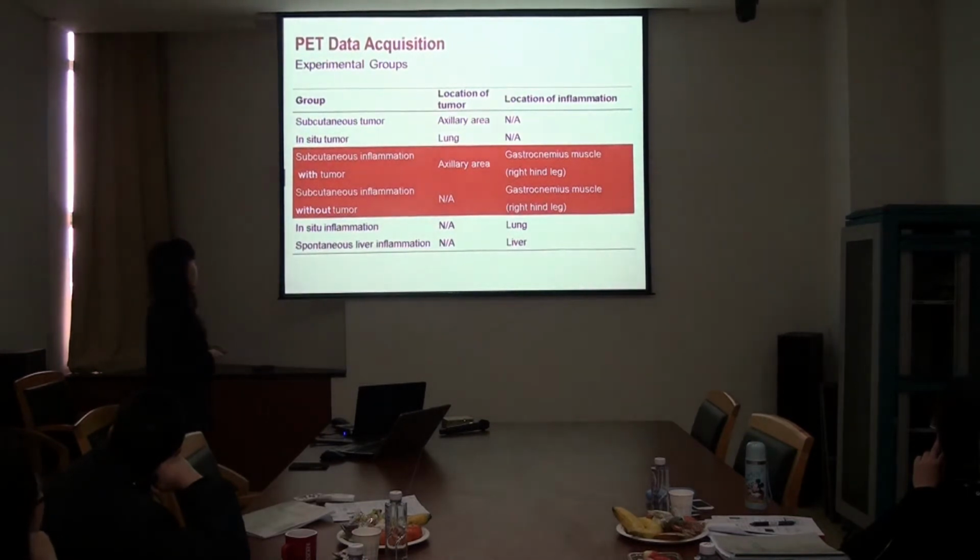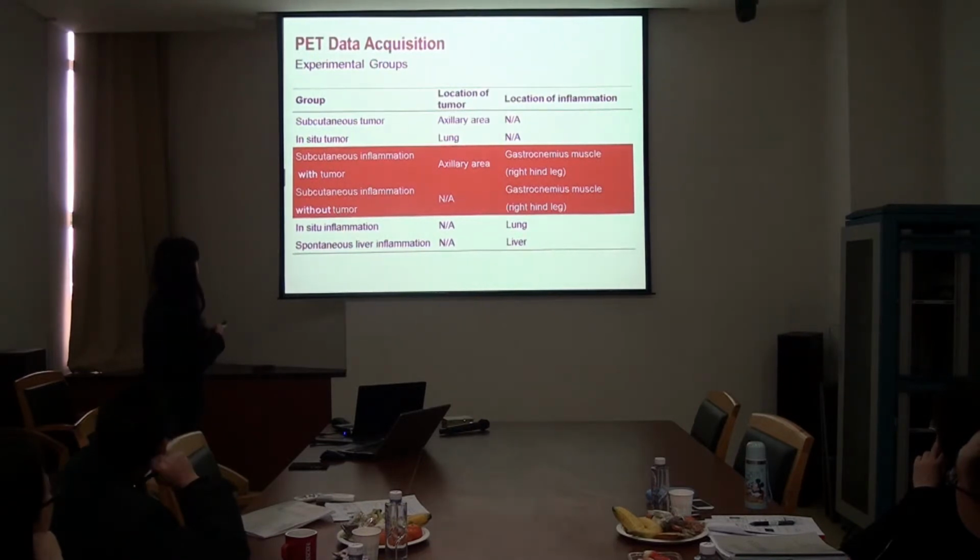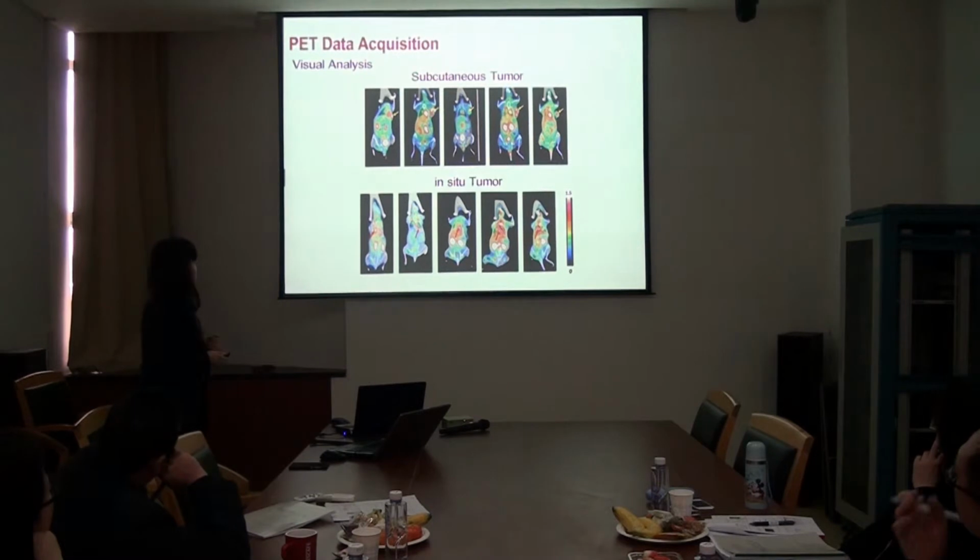The animals were divided into 6 groups, and here we can see that we used some of the tumor-bearing mice for inflammation inoculation, because we would like to observe the situation where both tumor and inflammation exist. So the groups are divided into inflammation with or without tumor. So here are our results.